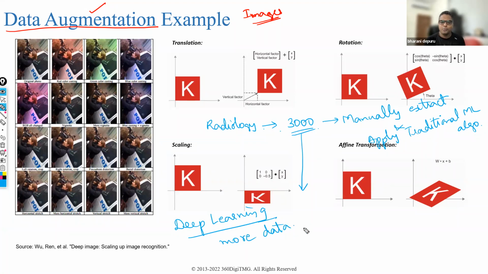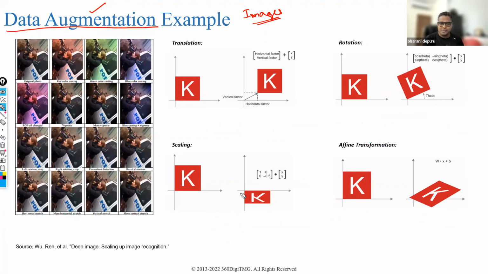When will you get access to more data? You'll get access to more data when you perform data augmentation. What you do is, as part of data augmentation, if at all you have color images, flip the colors. Any color image, this is the original photo, will have a red channel, green channel, and blue channel. It is called an RGB image, right?